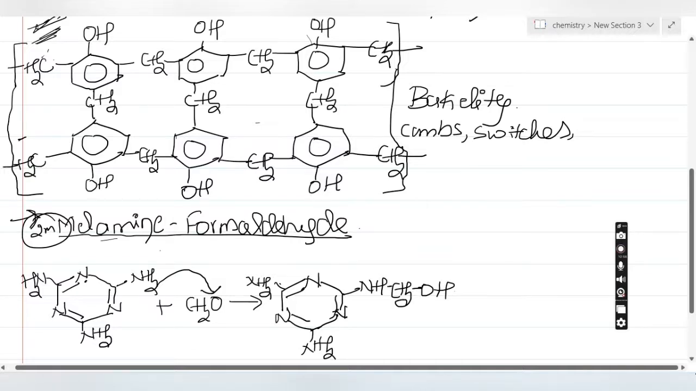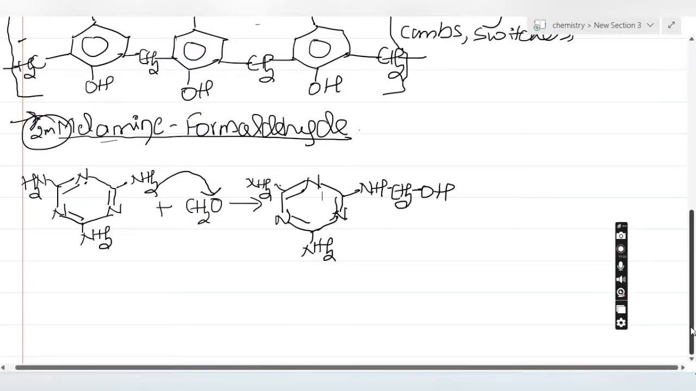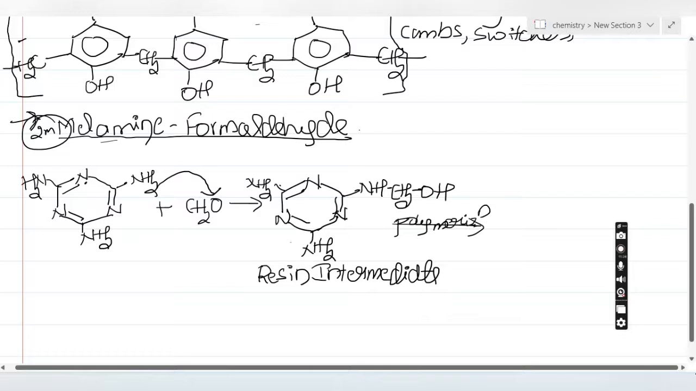So this is a resin intermediate. The name of this molecule, whatever is formed over here, you can note down to be resin intermediate. So this will lose water, that is, it undergoes polymerization and loses water. From where will water be lost? H3O plus will be lost actually.